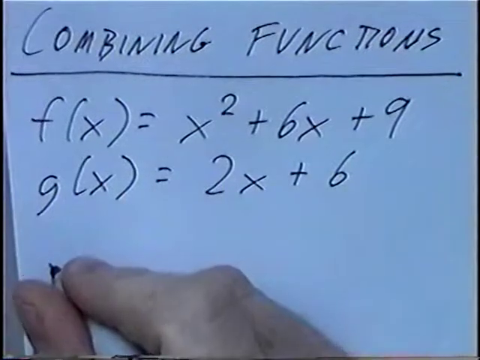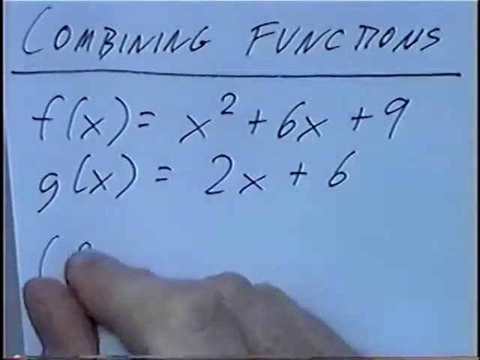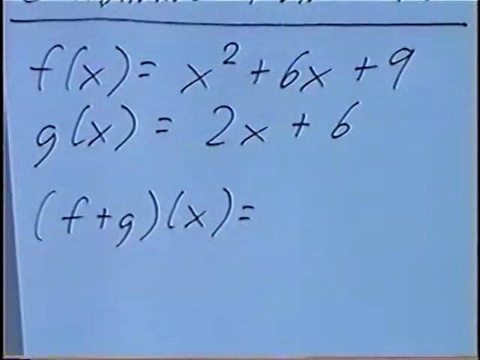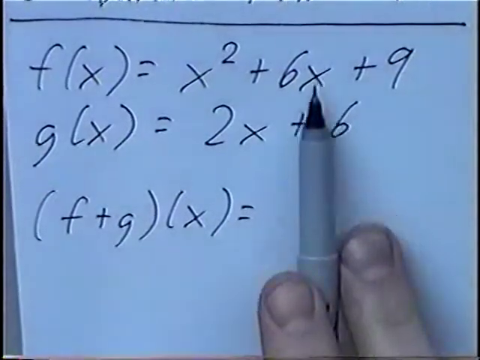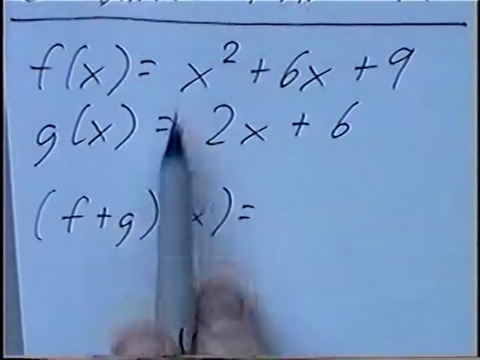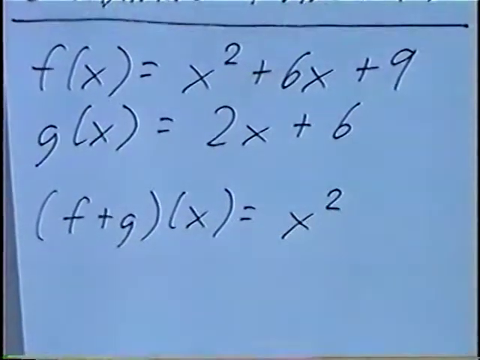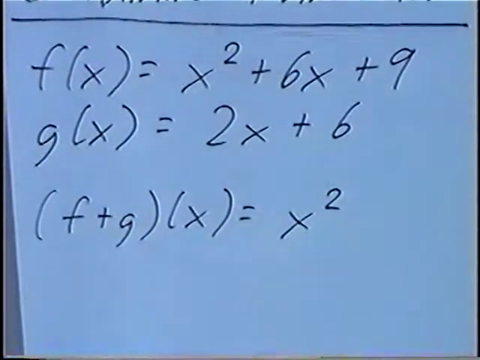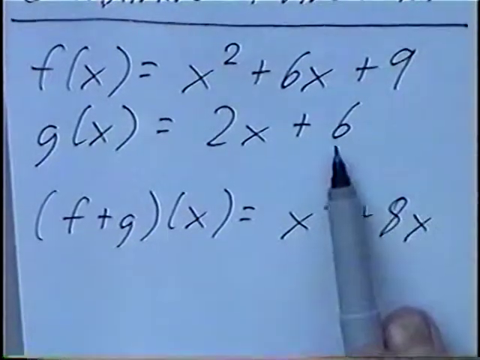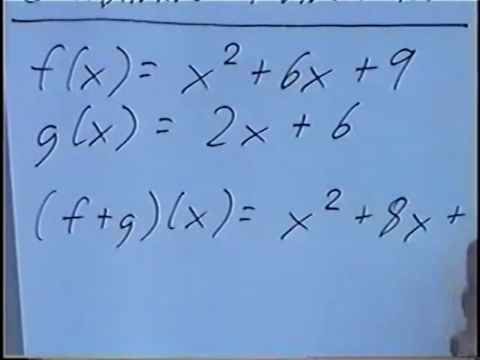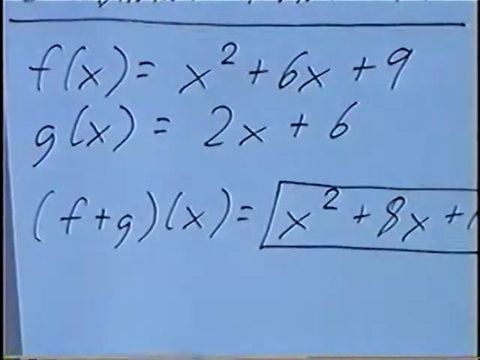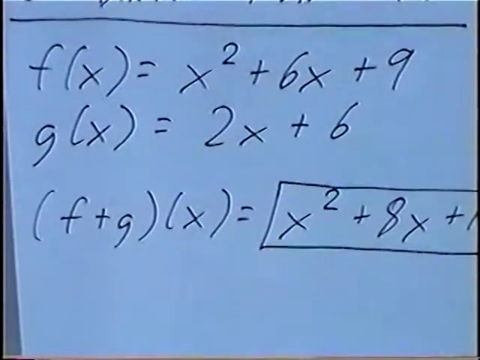The first question we'll look at to combine functions will be f plus g of x. For this problem, f plus g will be adding the two functions. Combine like terms, we have a single x squared. Adding the x's together, 6x plus 2x would be 8x. And adding the constant numbers together, 6 plus 9 would be 15. So our final answer, after adding the functions, x squared plus 8x plus 15.